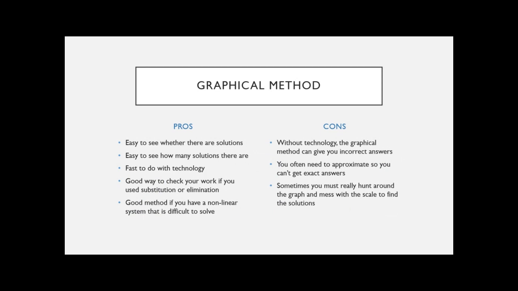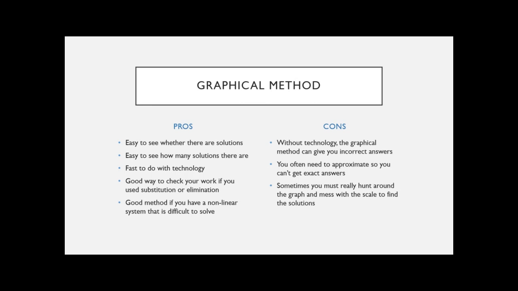It's a good way to check your work if you're solving with a different method. So if you solve with substitution or elimination, you can then graph your equations and see if that intersection matches what you got when you solved. And if you have things that are nonlinear, like quadratics or absolute values or other things, those are usually more difficult to solve using substitution or elimination, and so graphing is easier for those systems. So basically my go-to is that if I have two lines, I'll solve with substitution or elimination, otherwise I'll use graphing.